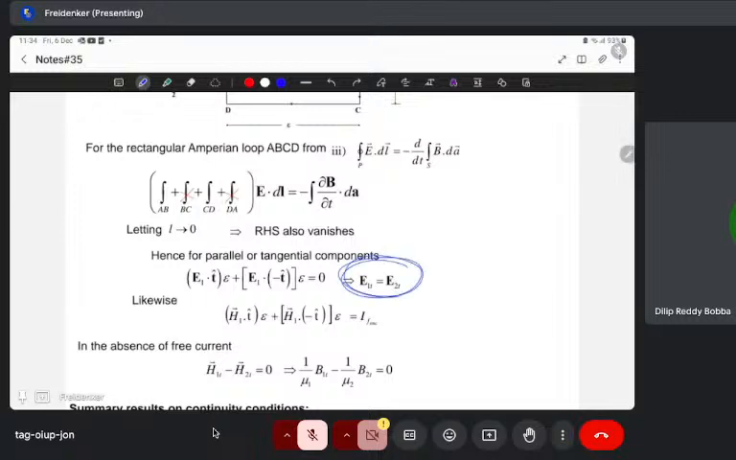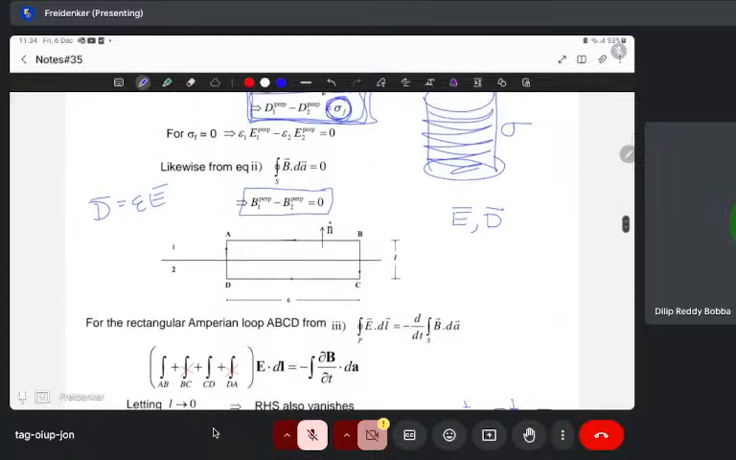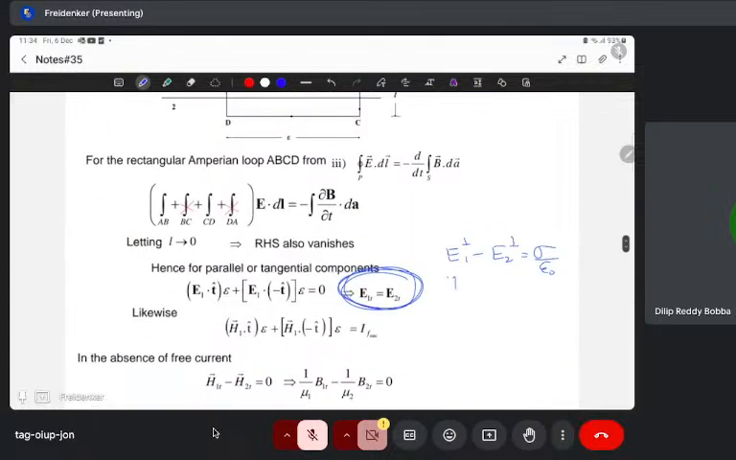And for the tangential component, E is also continuous. Perpendicular components, I think it was differing by sigma by epsilon, right? E perpendicular minus... it was differing by sigma by epsilon naught. And we saw D is okay, D perpendicular is differing by sigma f. E parallel is the same.